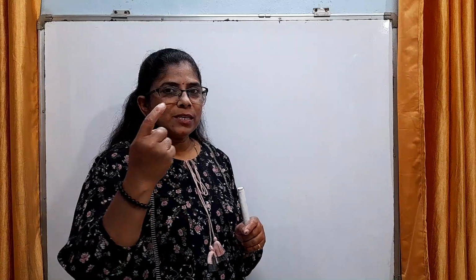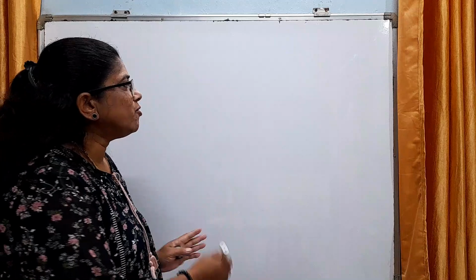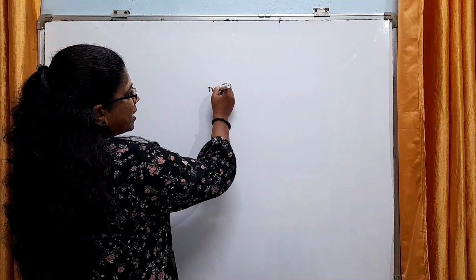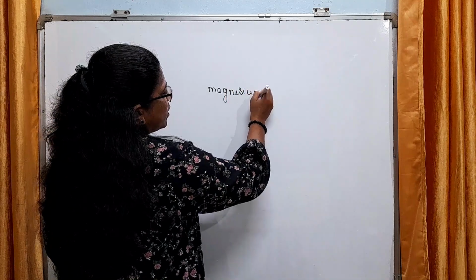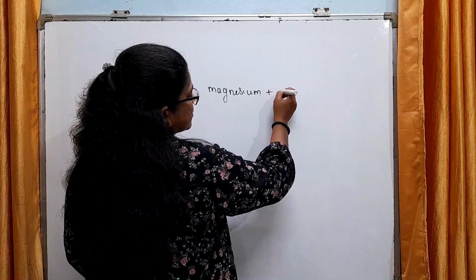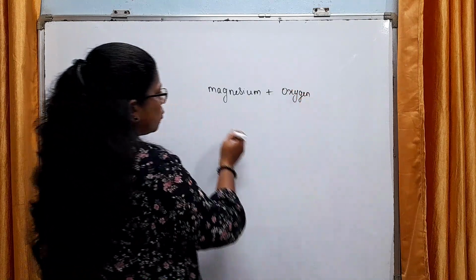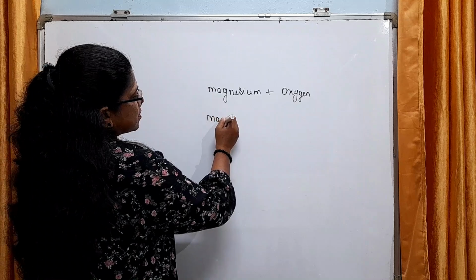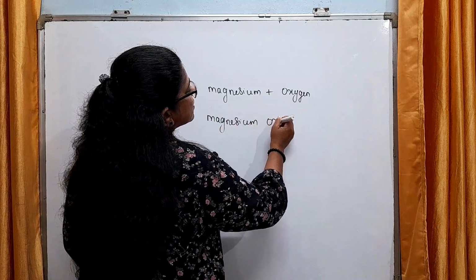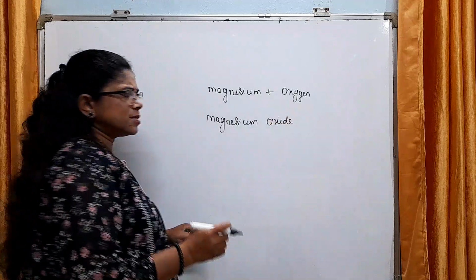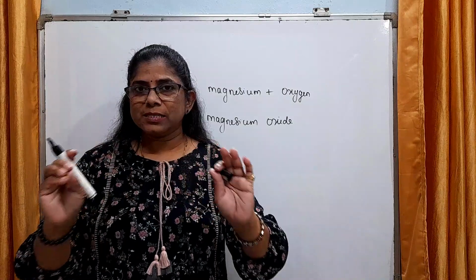So now let us take one simple example. Okay, simple example, when we burn magnesium ribbon, when we burn magnesium in presence of oxygen, we get magnesium oxide. This is just one simple example. A chemical reaction has taken place.